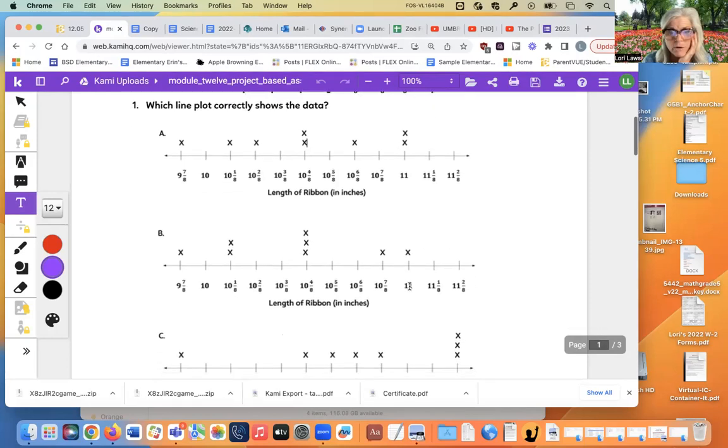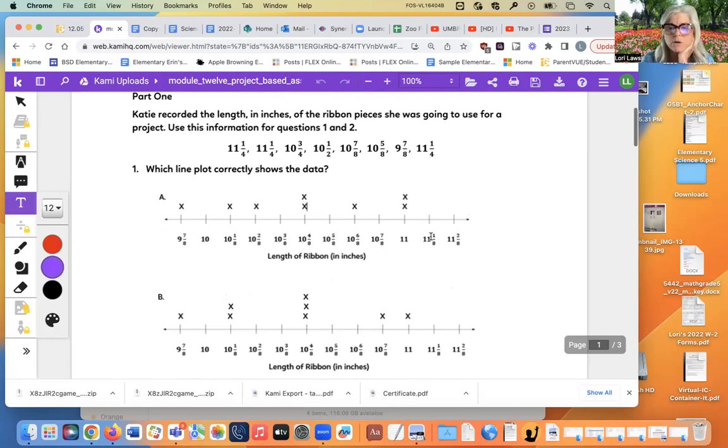Where's the 11 1/4? I don't even see 11 1/4. Oh, here we go. That's because I wasn't looking at it right. So a quarter, if you double the top, double the bottom, is the same as 2/8, right? So 11 2/8 is the same as 11 1/4.